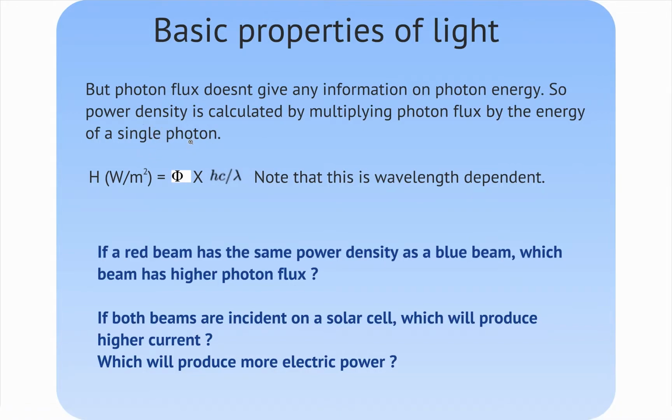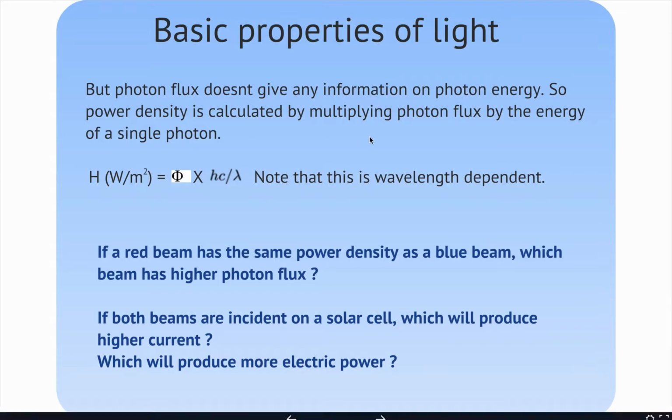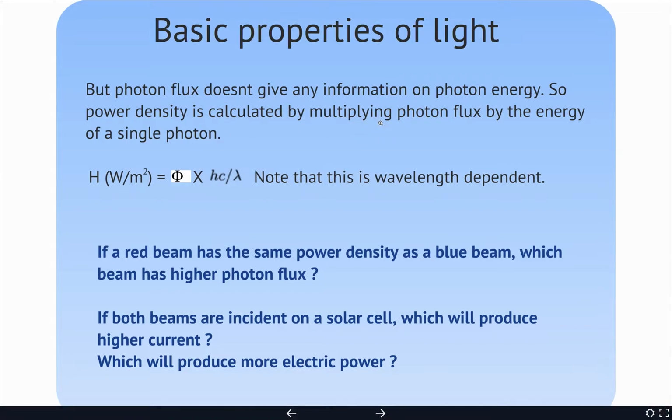Now here we are making the implicit assumption that the photon wavelength is the same for all these photons, which may not be true, which is almost never true. So just to define this mathematically, H, which is power density, is in watts per meter squared. We talked about it in the last class. It's the photon flux, phi, which is the number of photons per unit time per unit area, multiplied by the energy of a single photon, hc over lambda.